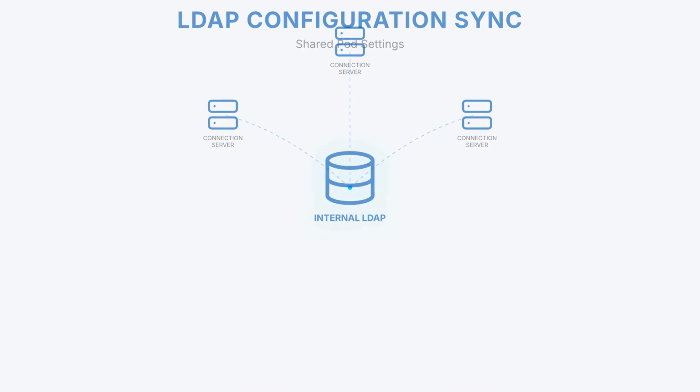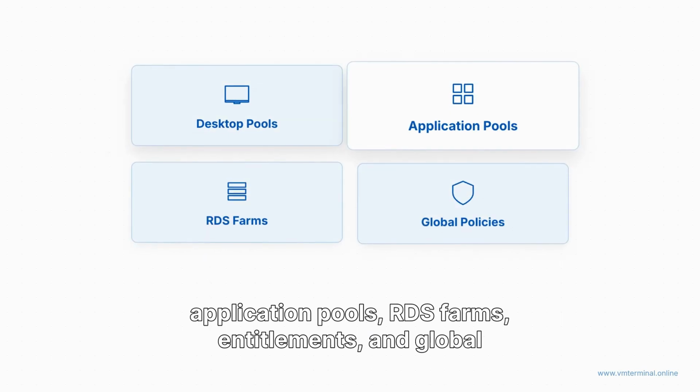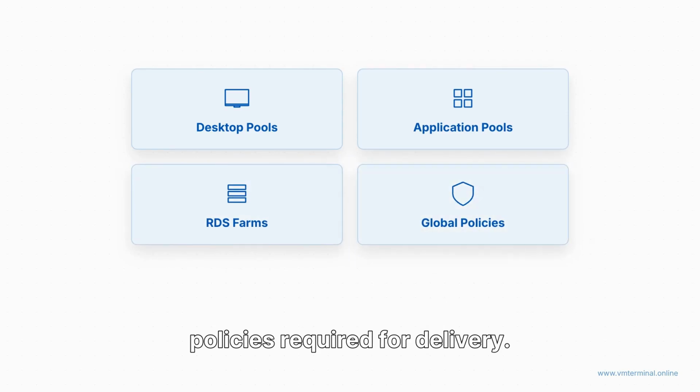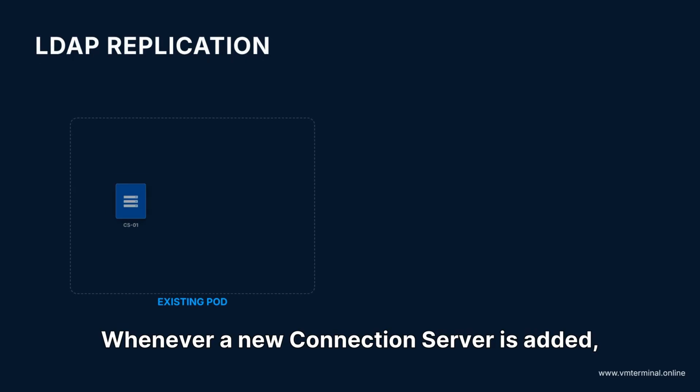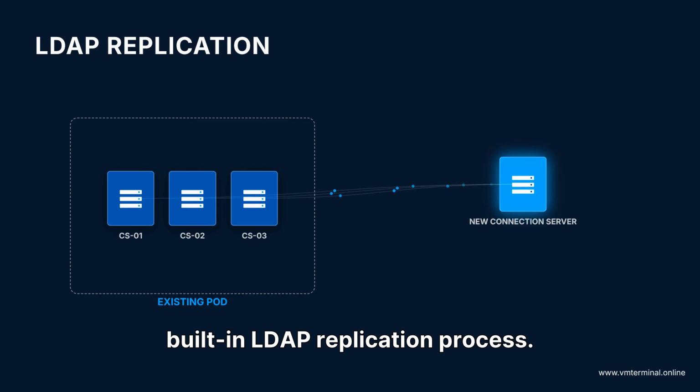exact same settings. Specifically, it holds information on desktop and application pools, RDS farms, entitlements, and global policies required for delivery. Whenever a new connection server is added, it automatically synchronizes its configuration through this built-in LDAP replication process.